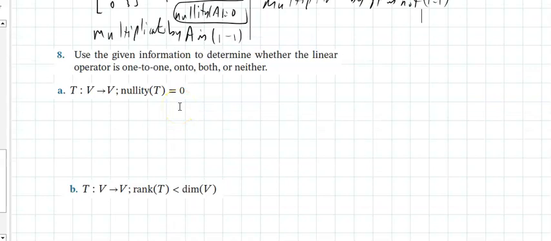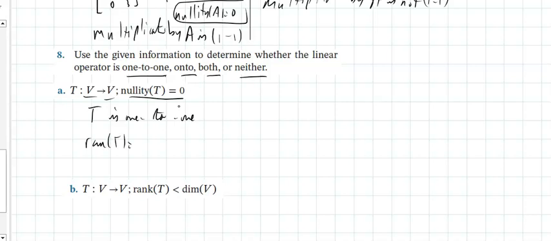Okay, we go. So use the given information to determine whether the linear operator is one-to-one, onto, both, or neither. Well, let's look at this. We have a transformation from V to V. The nullity of this transformation is 0. Automatically, T is one-to-one. Now, wouldn't the rank of T equal the dimension of V in this case? Since the nullity is 0, remember, rank of T equals dimension of V.